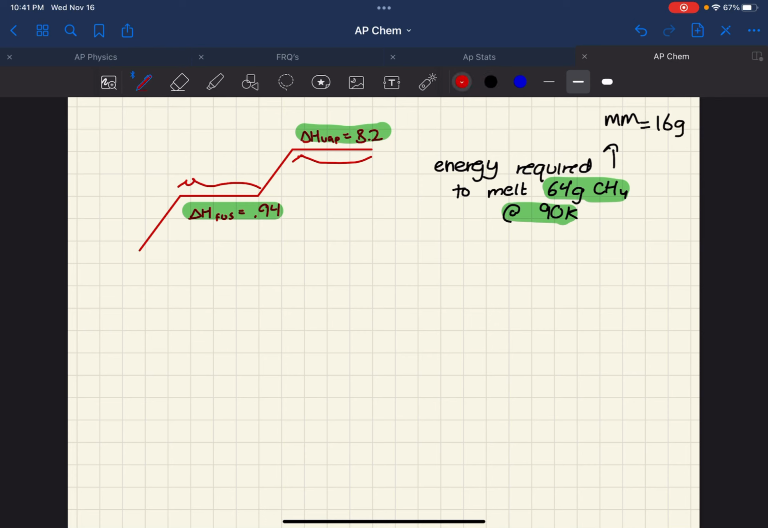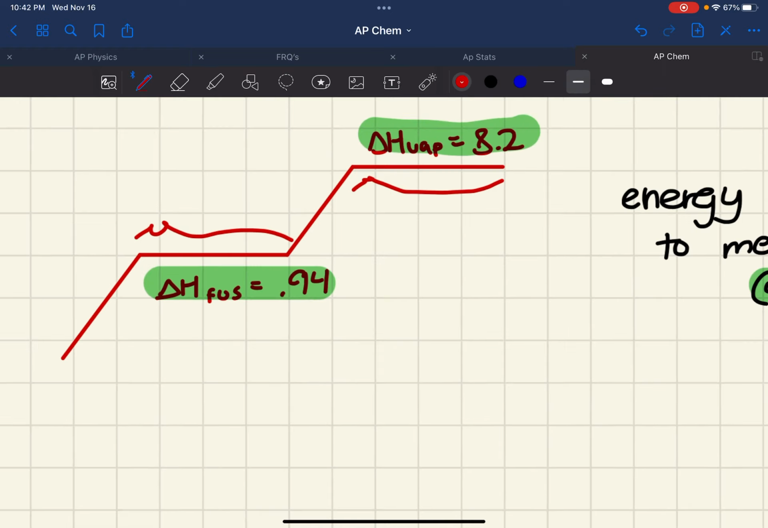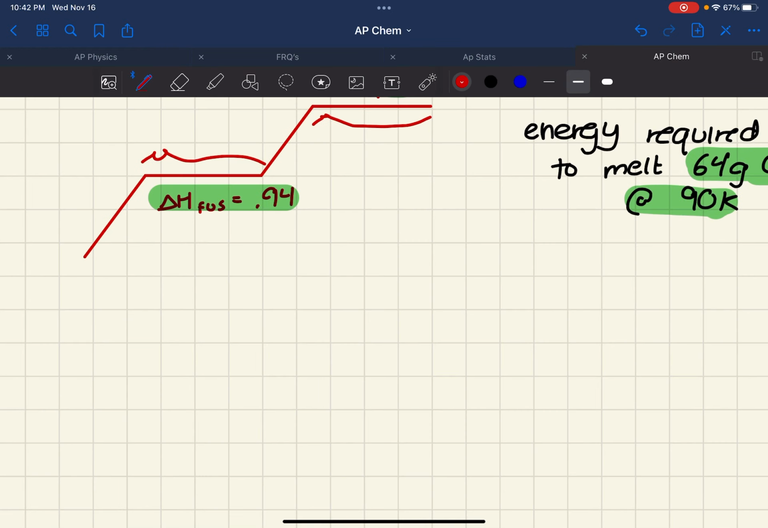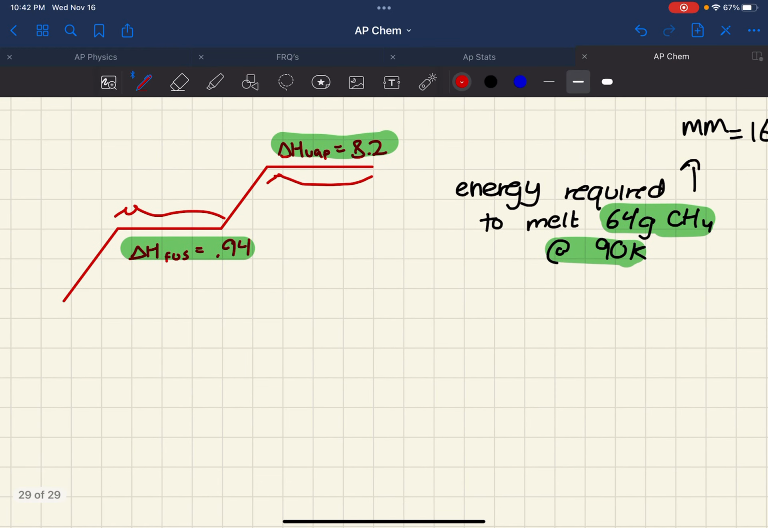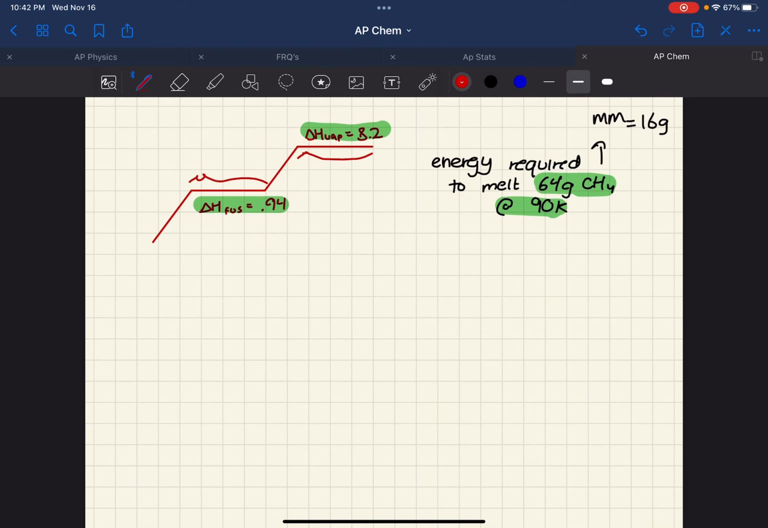So one, you need to identify the synonymous term for the energy required to melt, and it is fusion. You're melting, and you can also think how I sort of connect it, even though they're not the same, is I think of the phase diagram, and I think of the fusion as the melting point.